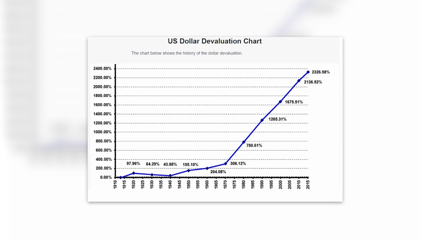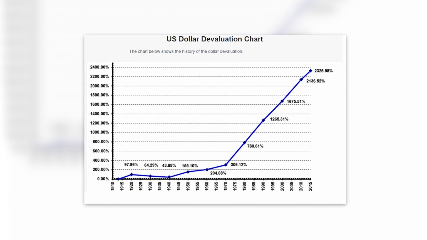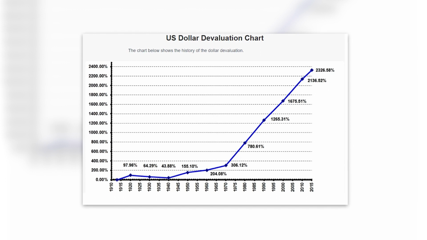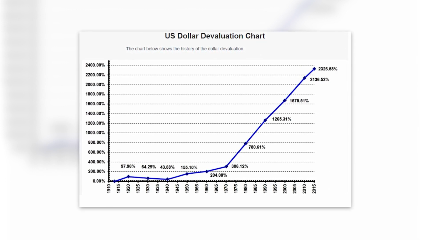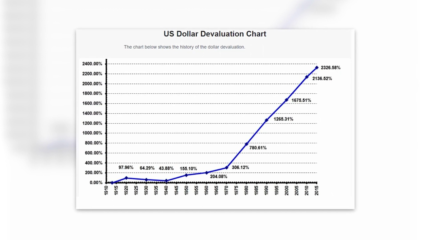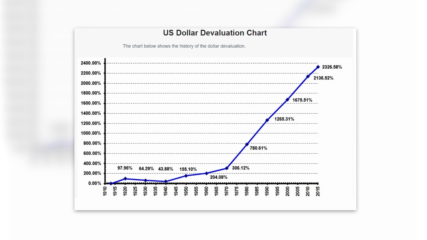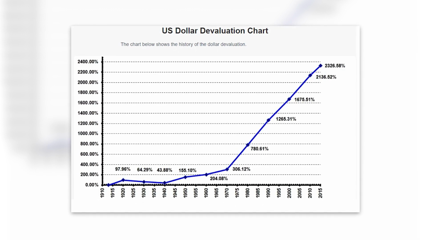Let me show you with a little chart, and it shows the devaluation of the US dollar from 1913 to 2015. As you can see from this chart, the US dollar only had a devaluation of 300% for the first 60% of the time frame from 1913 to 1971. Then for the last 40% of the time frame from 1971 to 2015, it had a devaluation of over 2,000%, and that trend continues today. This graph just cuts off at 2015.